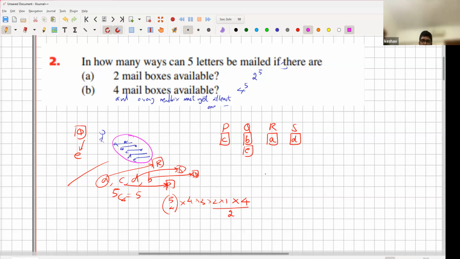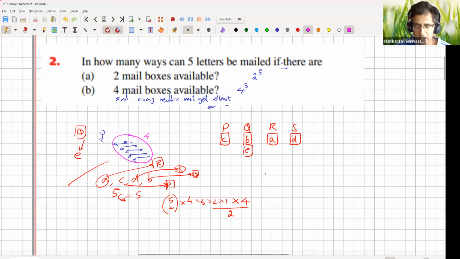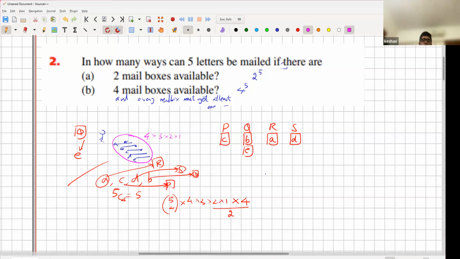A could go to P, Q or R. A had 4 options. B has 3 options. C has 2 options. So you're ordering the letters as A, B, C, D, E. And then E has to go to one of those boxes, so it has another 4 options. So times 4. So then we get 4 times 4 factorial, but I'm not sure that's right. Okay, so you're saying 4 times 4 factorial. So 4 factorial times 4.